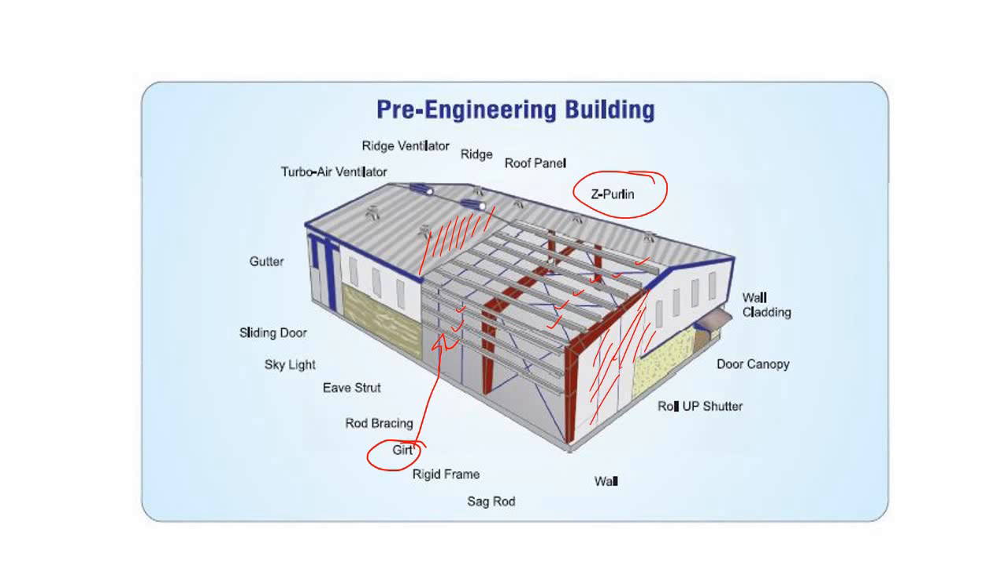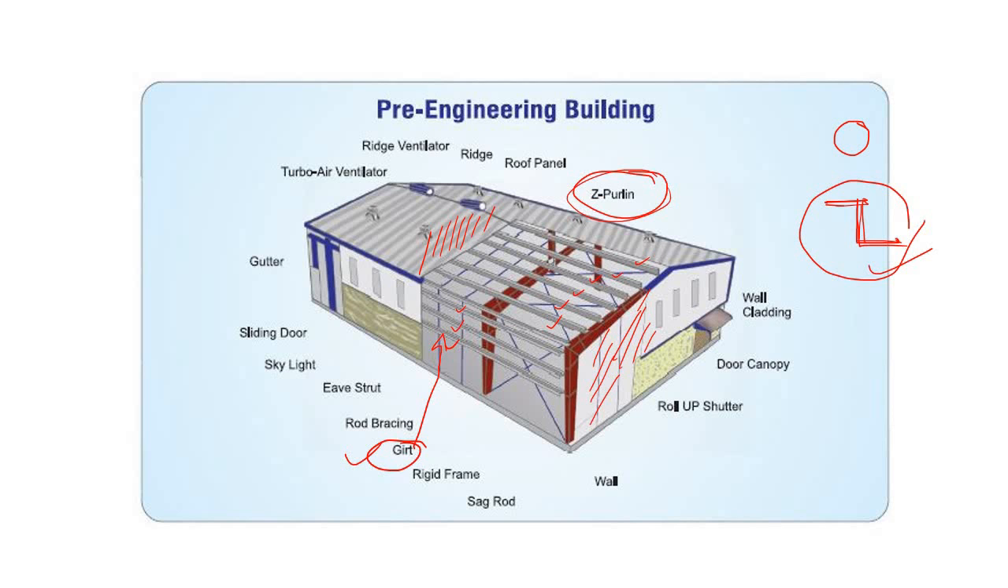Now there are different types of purlin or girt. You can use circular member as purlin and also as girt, or you can use some Z-set member like this. This is known as Z purlin. So you can also use this Z-set section as purlin and girt. The problem arises when you use this Z-set purlin and girt.